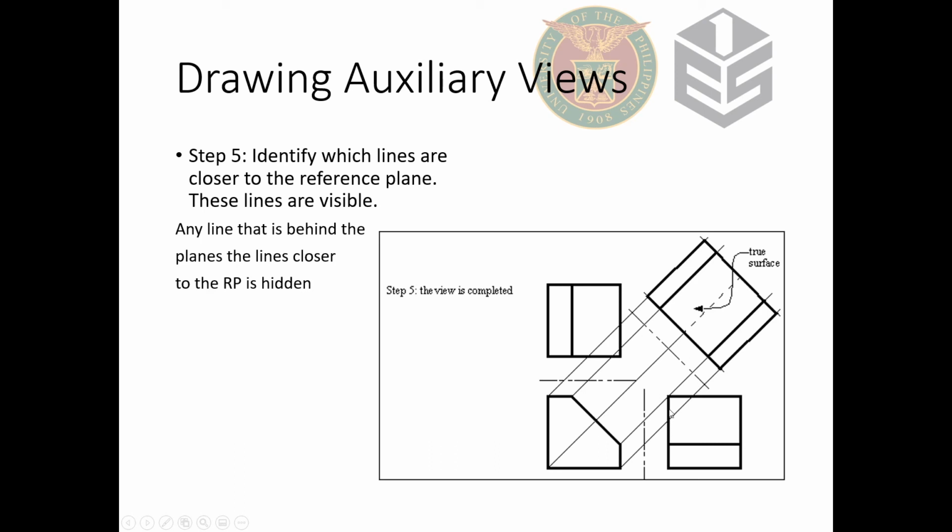And once you're done projecting all of those, you have to choose which ones are closer to your reference plane. These points are closer to this one, so this point over here happens to be behind this one, meaning if we draw a line here, this should be hidden because it is farther away from this fold line than this line.